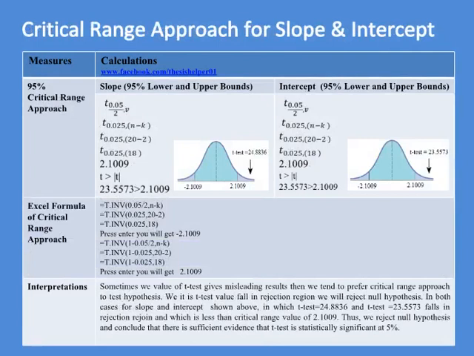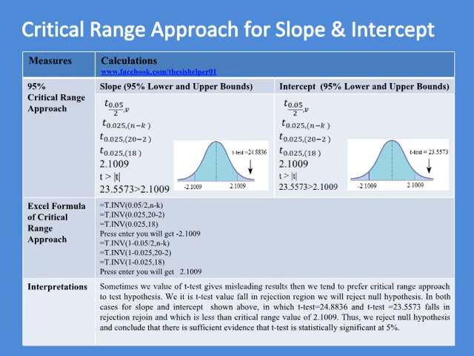By checking values in the t-distribution table of 95% at 18 degrees of freedom and 0.025 significance level for a two-tail test, we get the value 2.1009. The MS Excel formula of the 95% critical range approach is given to help get the same answer computed by MS Excel. Interpretations. Sometimes the t-test value gives misleading results, so we prefer the critical range approach to test the hypothesis. If the t-test value falls in the rejection region, we reject the null hypothesis.